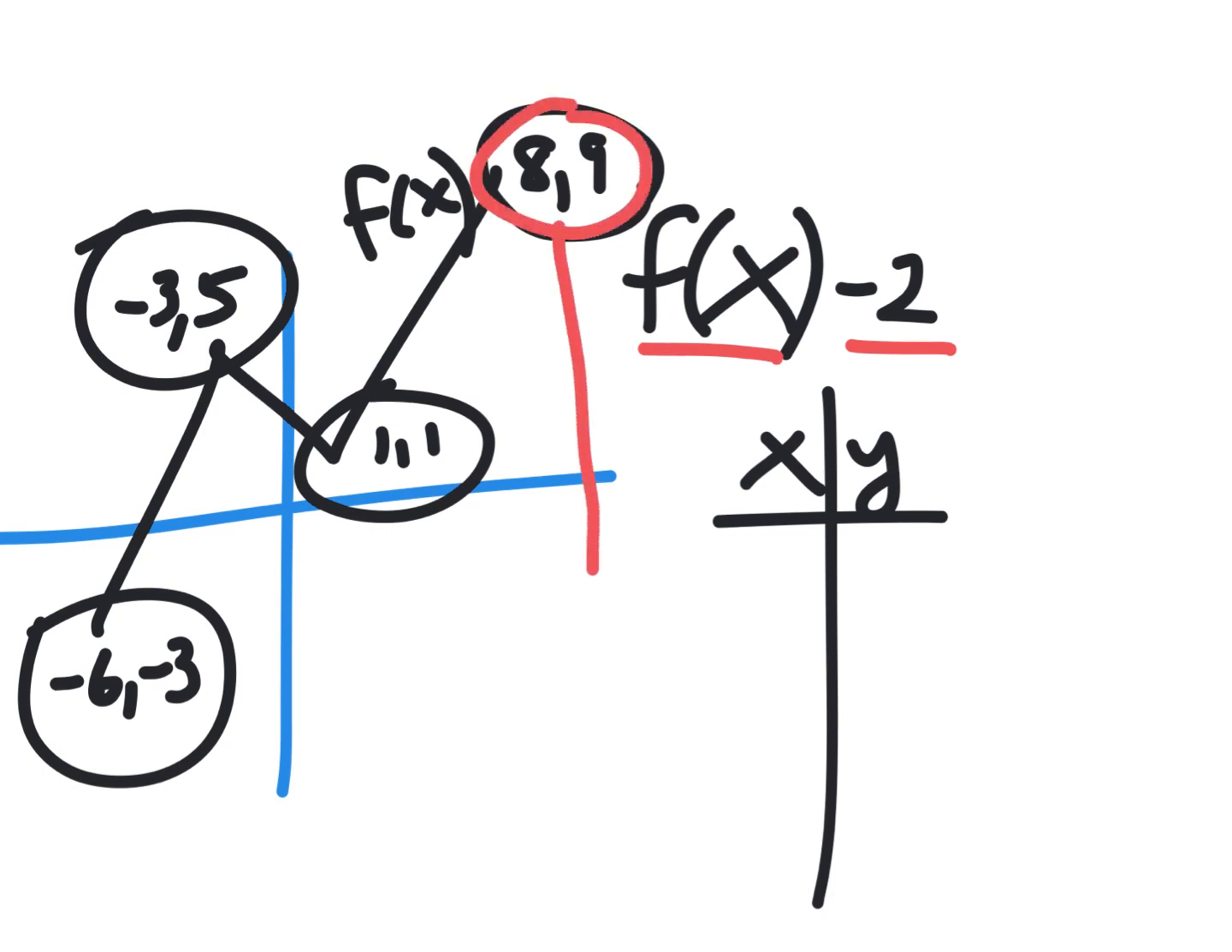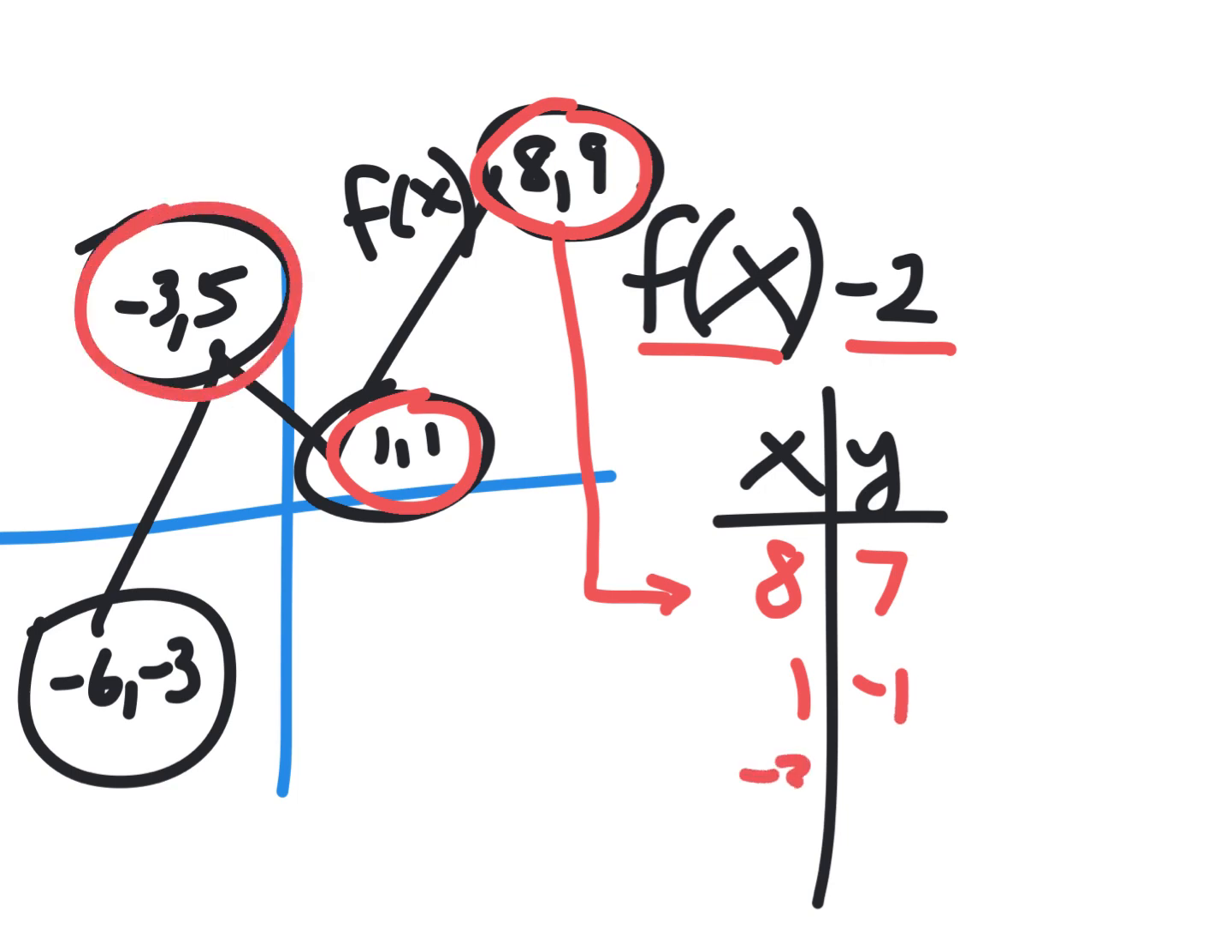Instead of 8, 9, if I move it down 2, does the x of that change? No, it's still 8. If I move it down 2, the 9 goes down 2, and it becomes 7. Who had 8, 7 on your list? Okay, good. So then 1, 1 turns into 1, negative 1. Went down 2. This one becomes negative 3, go down 2, and that becomes 3. And negative 6, and that goes down 2 to negative 5. Are you with me on that kind?